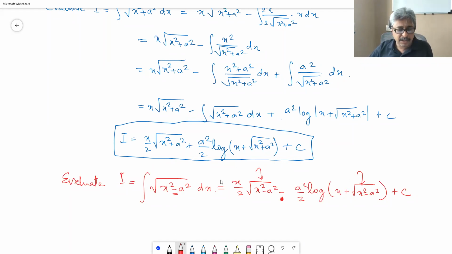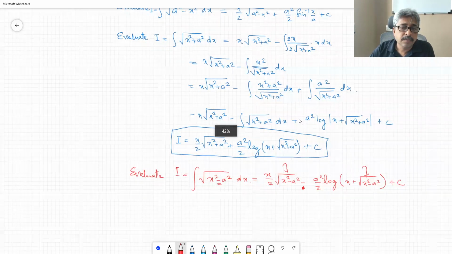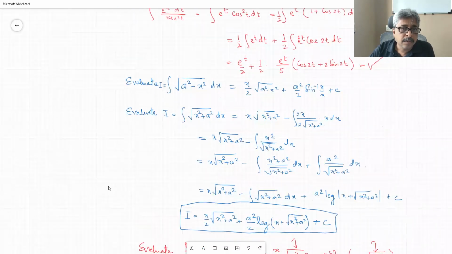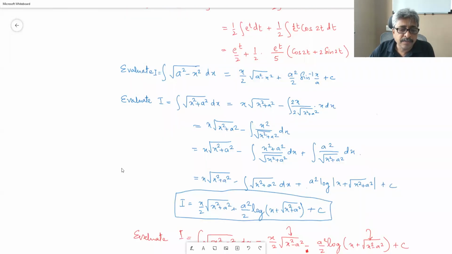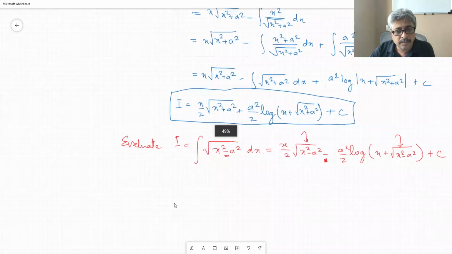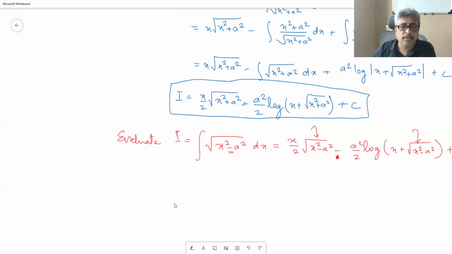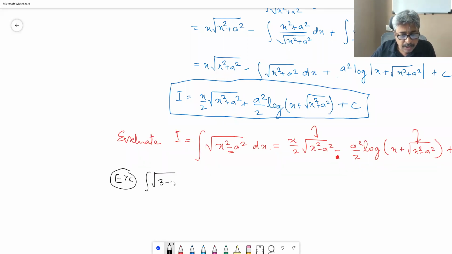Now, having learnt this, what is the next number? Problem number 75. Easy problems first. Integral radical 3 minus 2x square dx is equal to. This is a direct application of formulae, therefore the answer is x by 2.